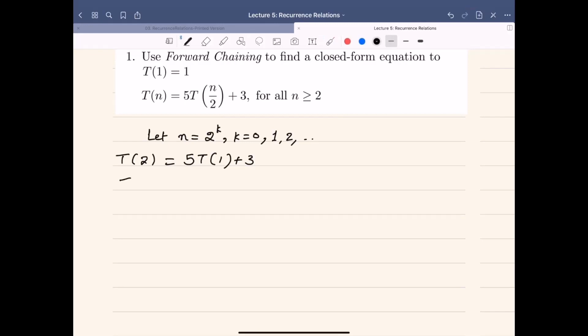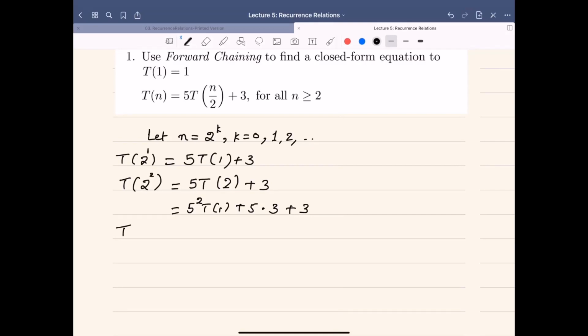We will go to the next power of 2, which is 2 to the power 2, because this is 2 to the power 1. And this will be equal to 5 T of 2 plus 3, since when you divide 2 to the power 2 over 2, you will get 2. So that means you have to multiply 5 by the previous value. The previous value is 5 T1 plus 3, so 5 multiplied by that we will get 5 squared T1 plus 5 times 3 plus 3 from the previous step.